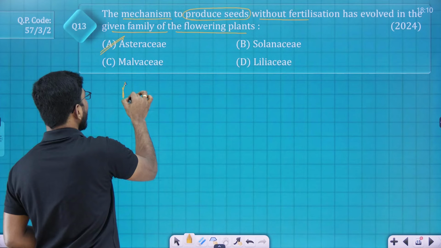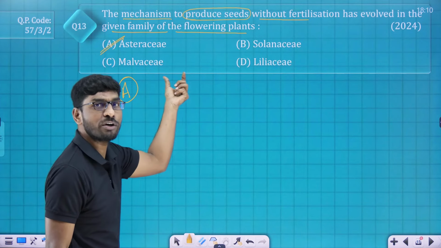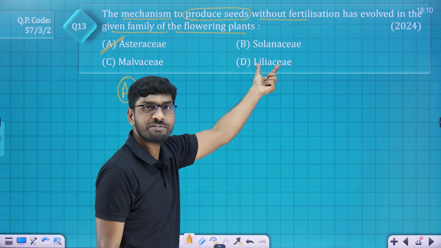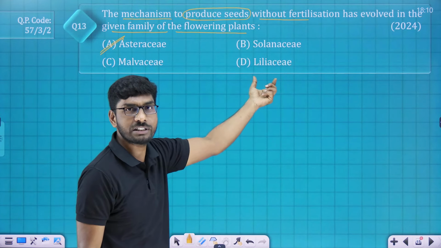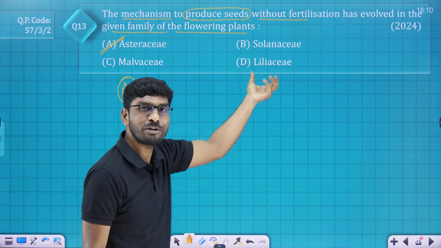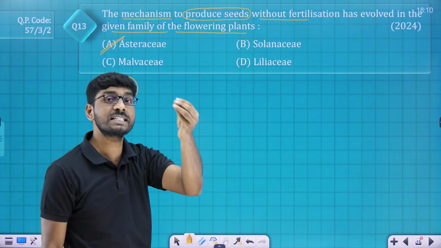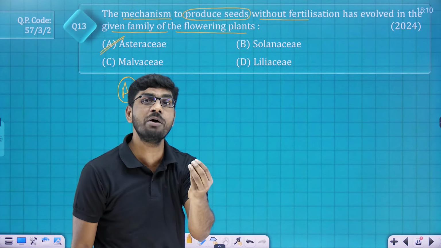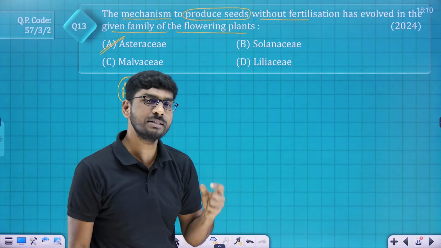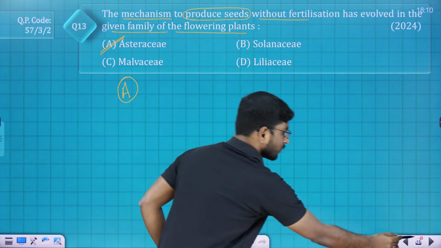Option A, Malvaceae family, China rose commonly. Solanaceae family, potato family. Liliaceae family, onion. So these are the common examples of those families. But in the Asteraceae, sunflower family, a common characteristic feature is formation of seed without fertilization. So the answer is Asteraceae. Come to the next question.